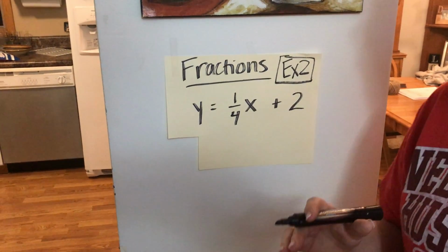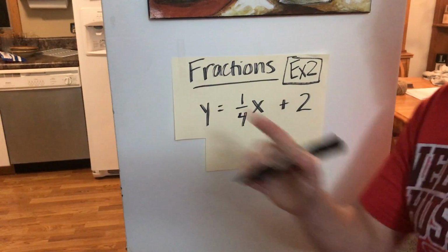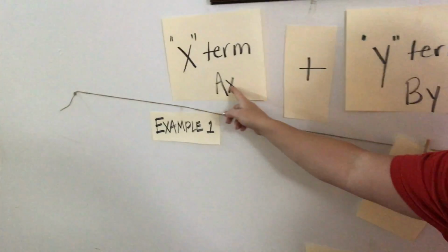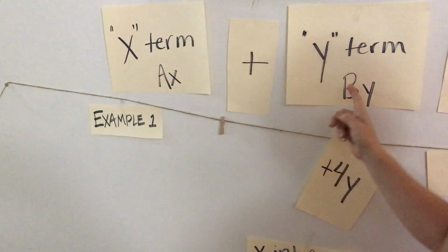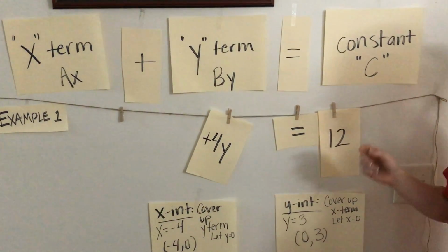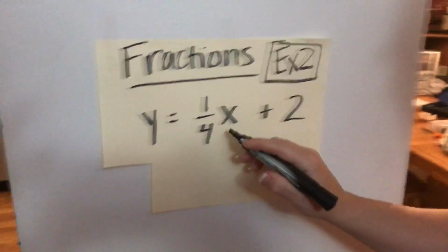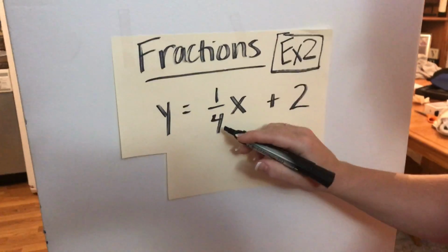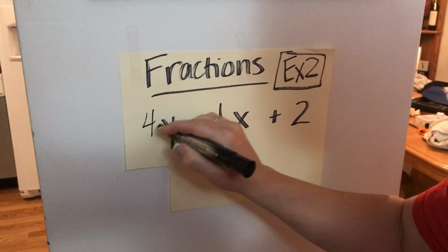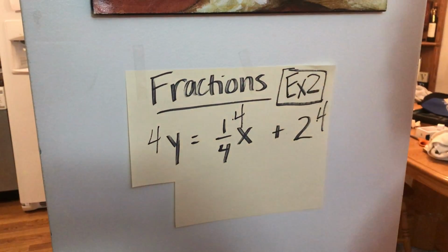But if you wanted to use the cover-up method, we could still do that. The only problem is, let's look back at our standard form. If we want it set up in standard form, we can't have fractions. All right, so let's come back over here. And when we look at this one, our strategy to get rid of the fractions was to look at the denominator and say, okay, well, common denominator is 4. So I can multiply every term by 4.